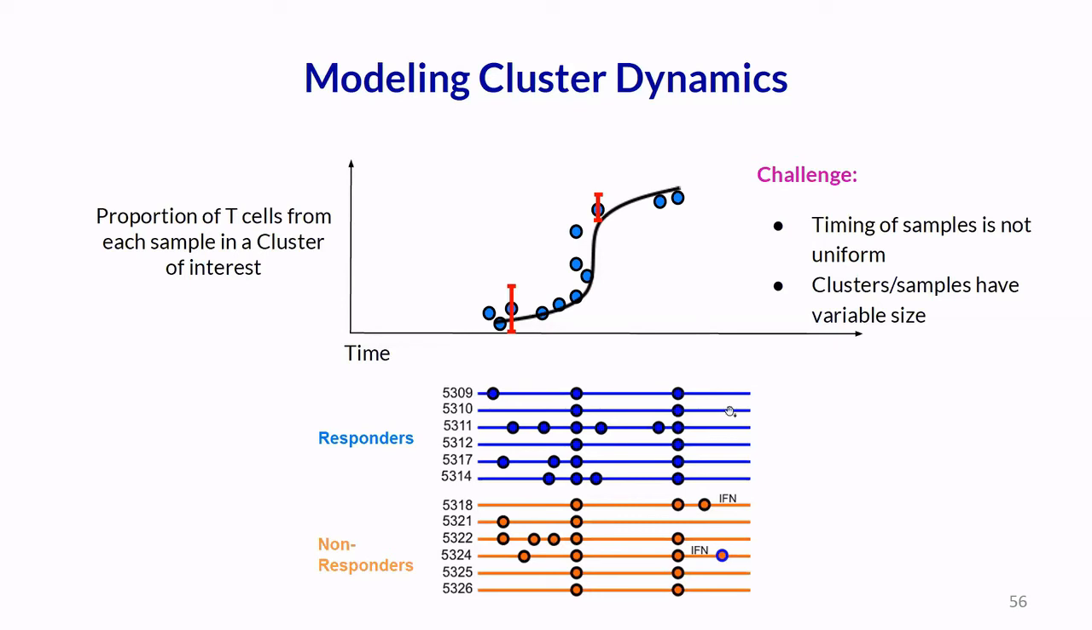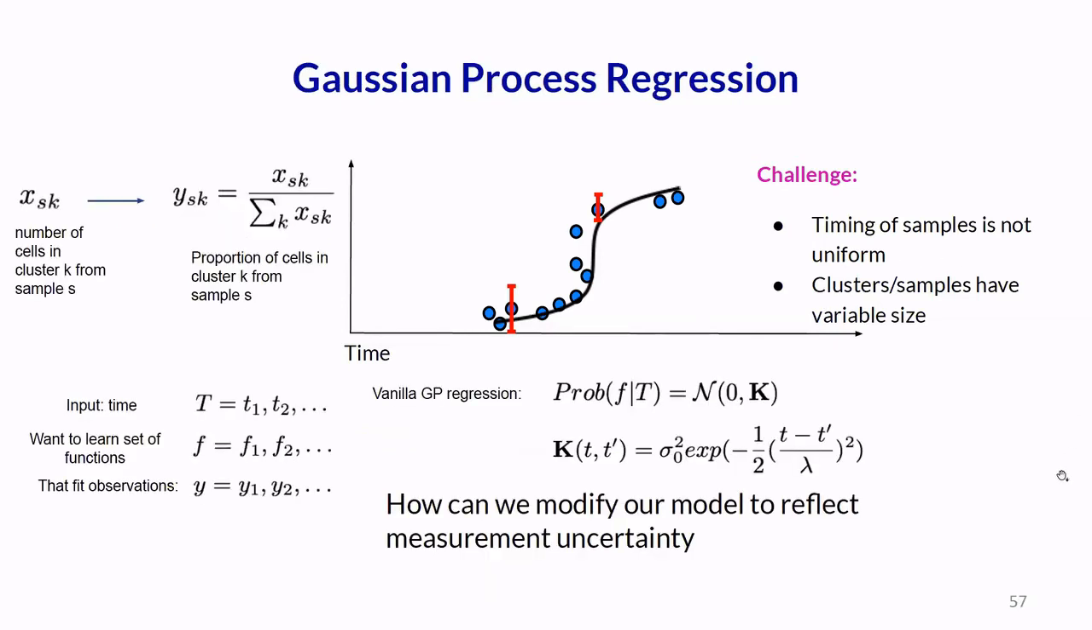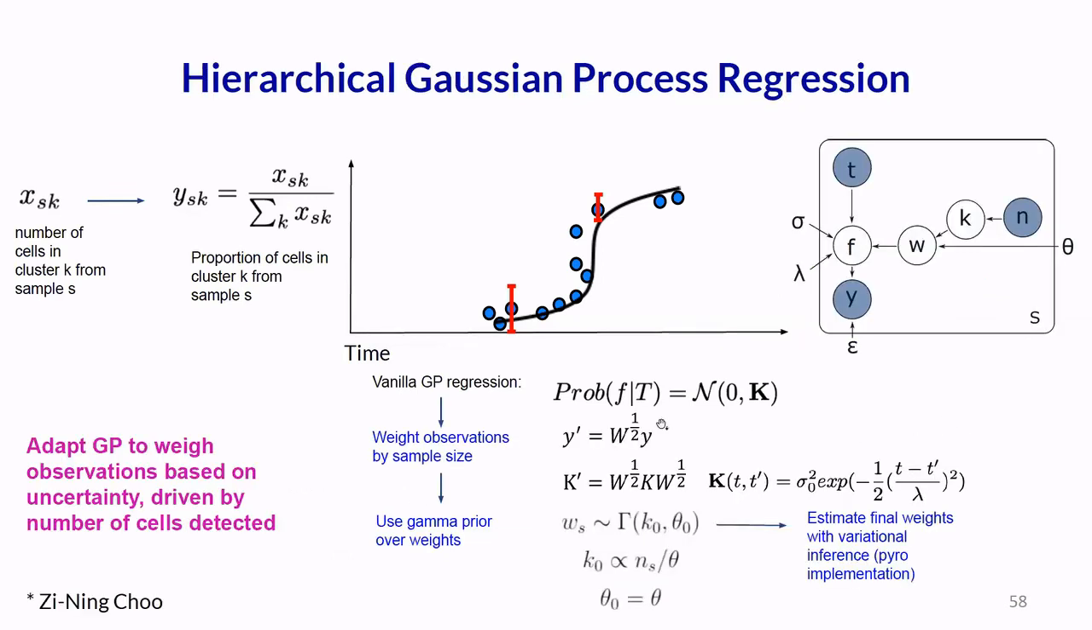So to tackle the first challenge of the non-uniform sampling, we used the Gaussian process regression model that models the dependency between all pairs of time points. And then to tackle the second challenge of variable cluster and sample size effects, we adapted the Gaussian process to weigh the observations based on the uncertainty through a prior that is driven by the number of cells detected. And we also have a scalable variational inference implementation in Pyro for this model.